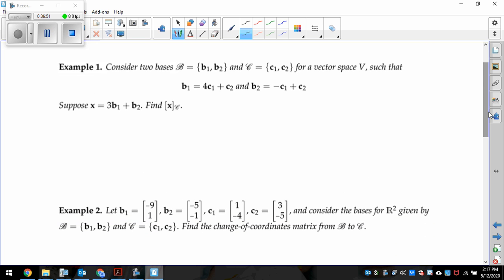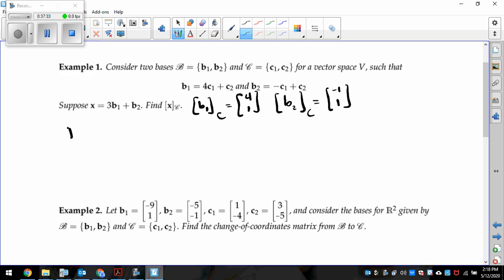Okay, so let's go ahead and look at an example here. They want me to find the C coordinates of this vector x. So what we're going to do is use this change of basis. We have B1, the first basis vector, written in terms of C1 and C2. So we can write the C coordinates of B1. That's going to be 4, 1. And we can write the C coordinates of B2. That's going to be negative 1, 1.